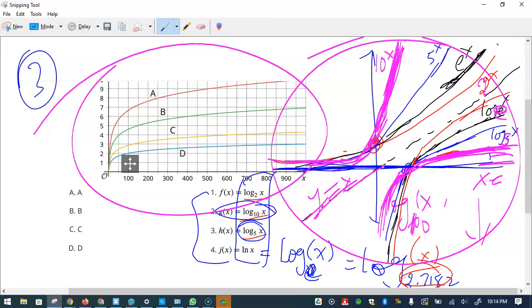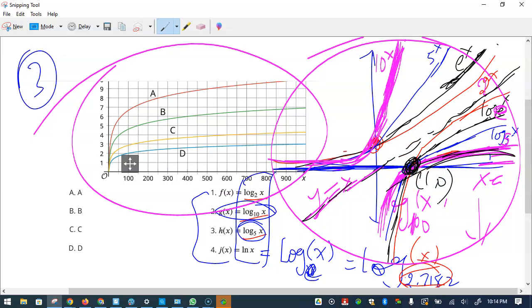See this black dotted line? This is the main dotted line to reflect, and you know how the graph looks. So the higher the base of the log, the more it compresses. That's all you remember. And they all go through the point (1, 0).